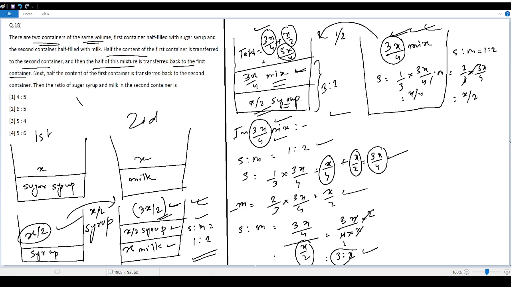Okay. Now see again what happened. From the first container, again half of the mixture is transferred to the second one. Half to half. Again half is transferred. So what was the amount? 5x/4. What will be half of 5x/4?